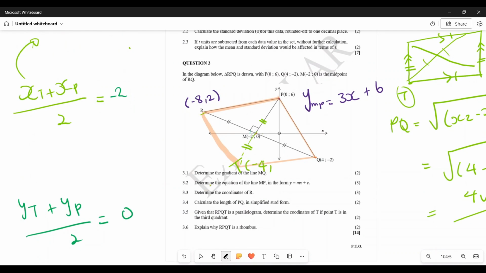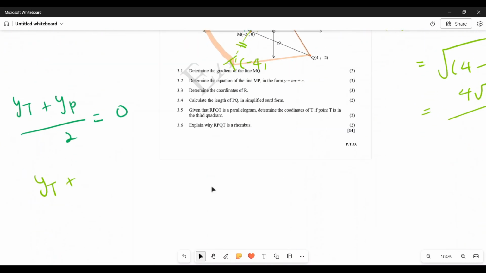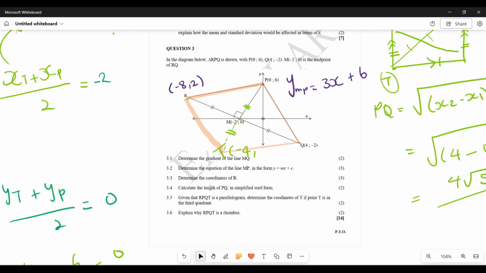Now, how would I find my corresponding y value? I'm going to use the same approach. What is my y at T? Y at T is what I'm trying to determine, plus my y at P, which is 6. This is equal to 0. Now, multiplying 2 on both sides, so y at T plus 6 is going to be equal to 0, and my y at T is going to be equal to negative 6. This here would be minus 6. And this would be my final answer.